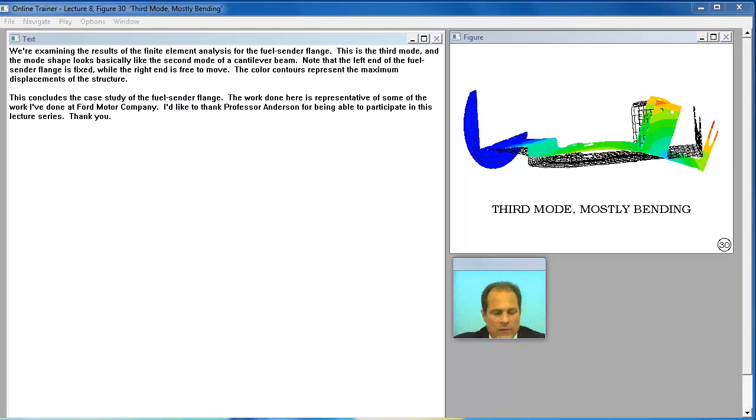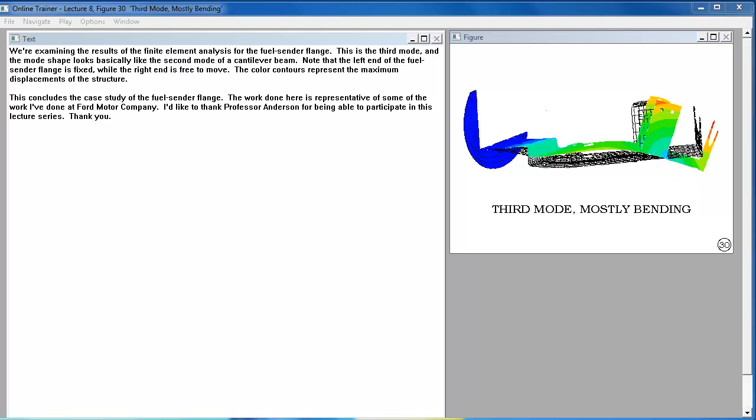We're examining the results of the finite element analysis for the fuel sender flange. This is the third mode, and the mode shape looks basically like the second mode of a cantilever beam. Note that the left end of the fuel sender flange is fixed, while the right end is free to move. The color contours represent the maximum displacements of the structure.